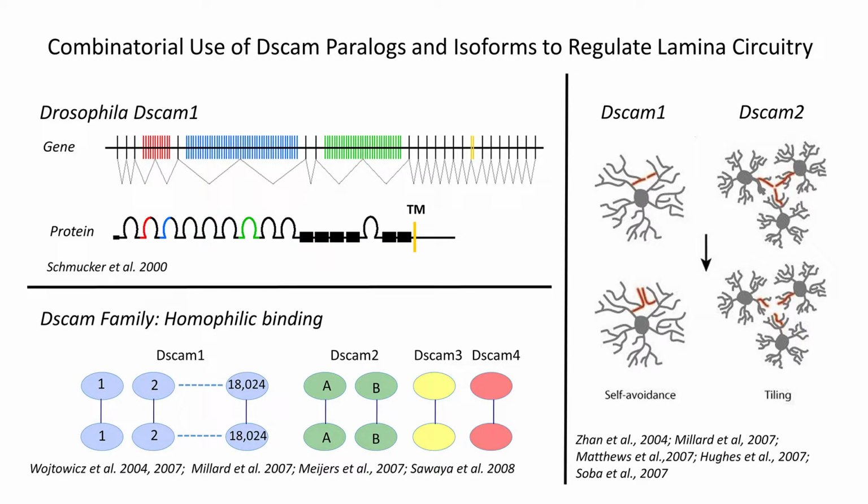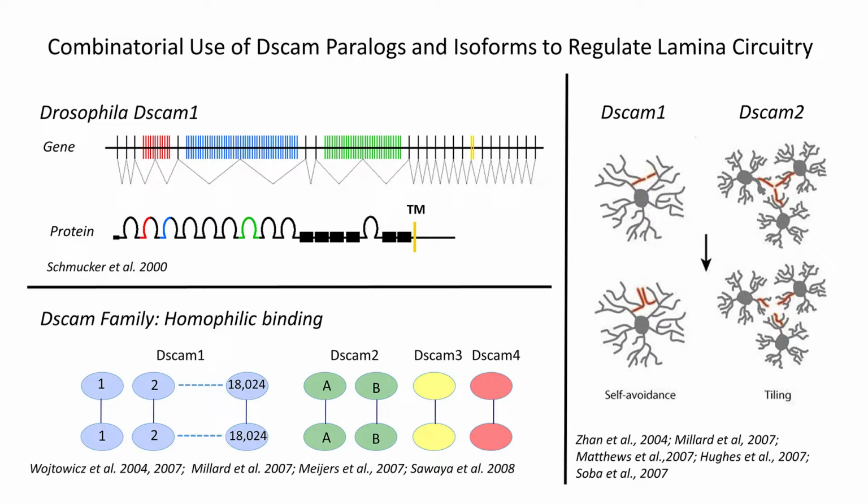DSCAM2 is the kind of gene that molecular biologists should study because there are only 2 alternatives, and the A and B forms have different homophilic binding specificity, and DSCAM3 and DSCAM4 are just your standard.